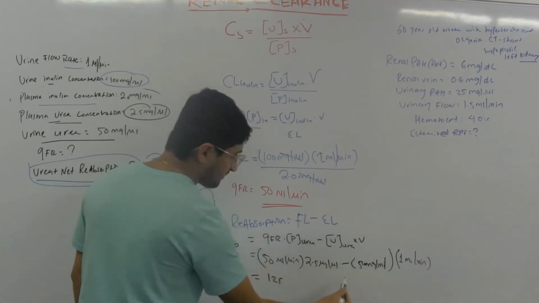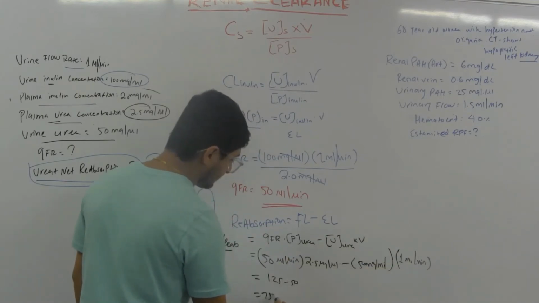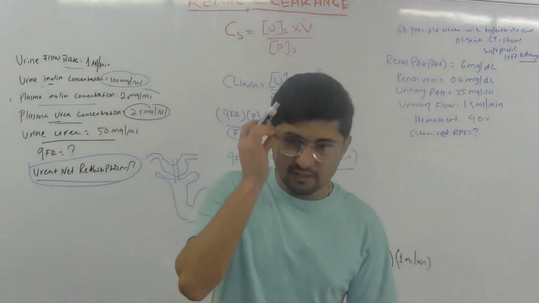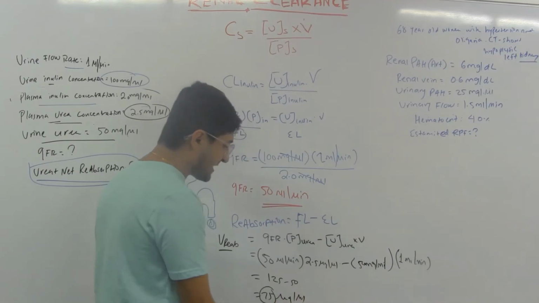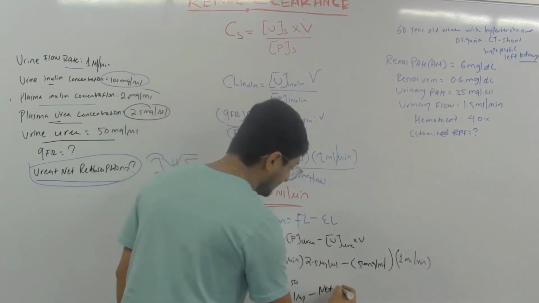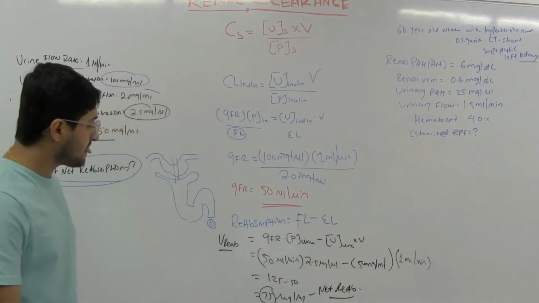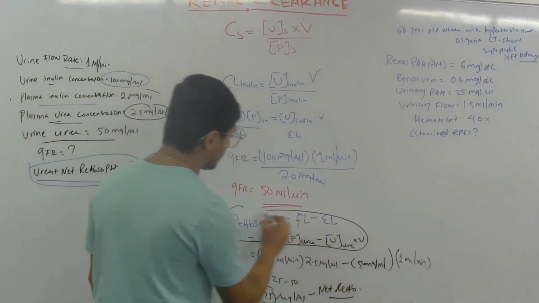And what is 125 minus 50 times 1? So you should be able to get 75. Your 75 tells you 75 milligrams per minute. This is the net reabsorption of the urea, and this is how you calculate the net reabsorption of the urea. And this is an equation you should remember too.